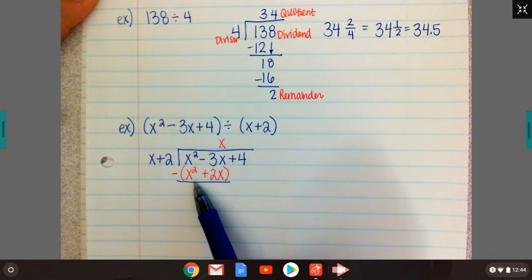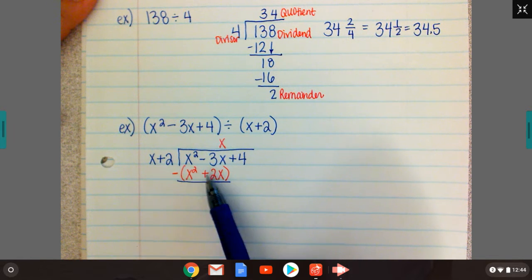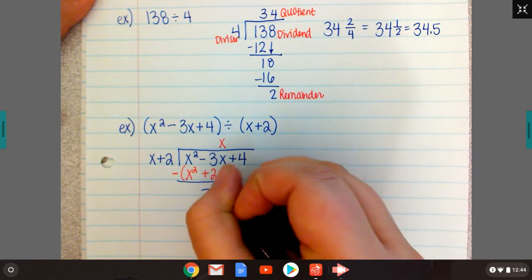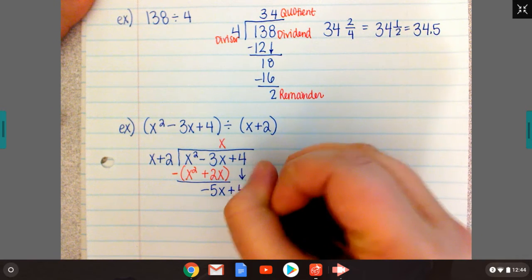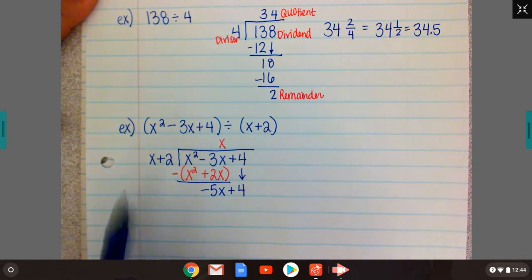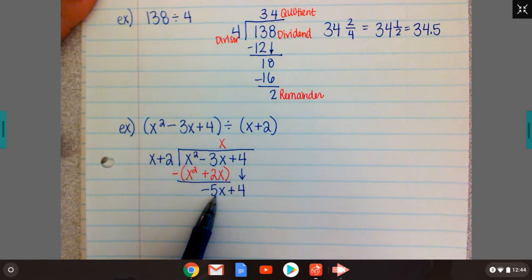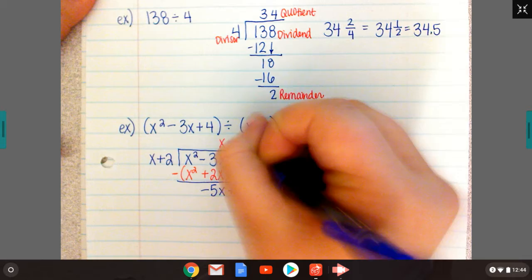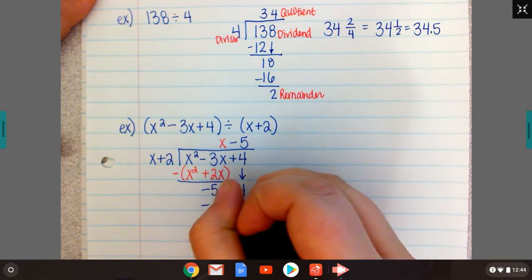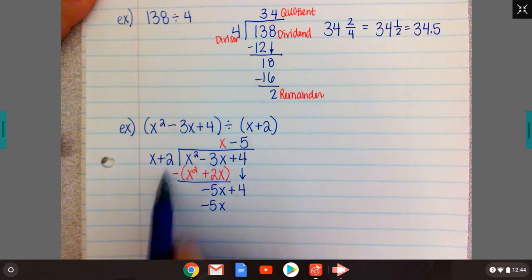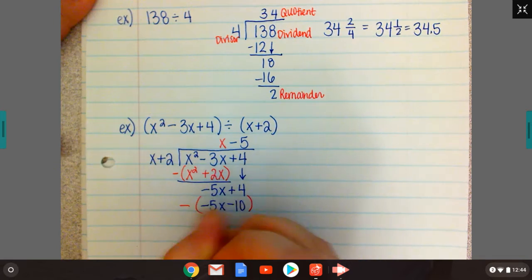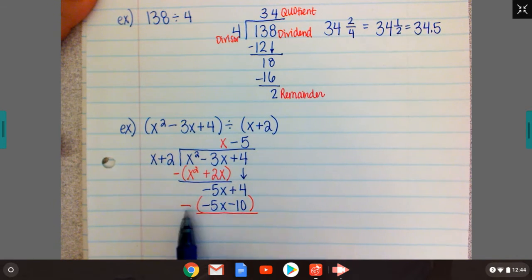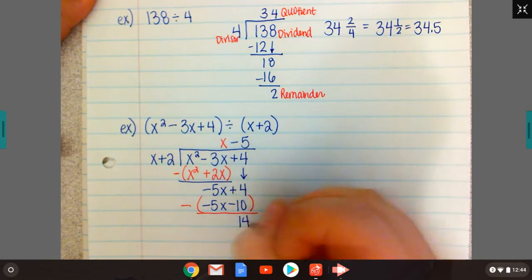So x squared minus x squared goes away. Negative 3x minus 2x is negative 5x. And then just like here, where we dropped down our 8, we're going to drop down our plus 4. All right, now next, x goes into negative 5x negative 5 times. So negative 5 times x is negative 5x. Negative 5 times 2 is negative 10. I can subtract this whole piece off. Negative 5x minus negative 5x goes away. 4 minus negative 10 is 14.